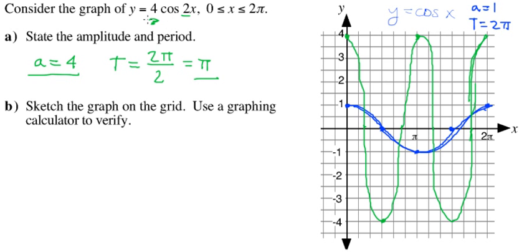So a 4 means this new wave is 4 times as tall. A 2 means this wave is twice as fast. It gets through 2 cycles instead of just 1 in the same amount of time. And you can use a graphing calculator and key in y equals 4 cosine 2 times x, and you should get a shape just like this.